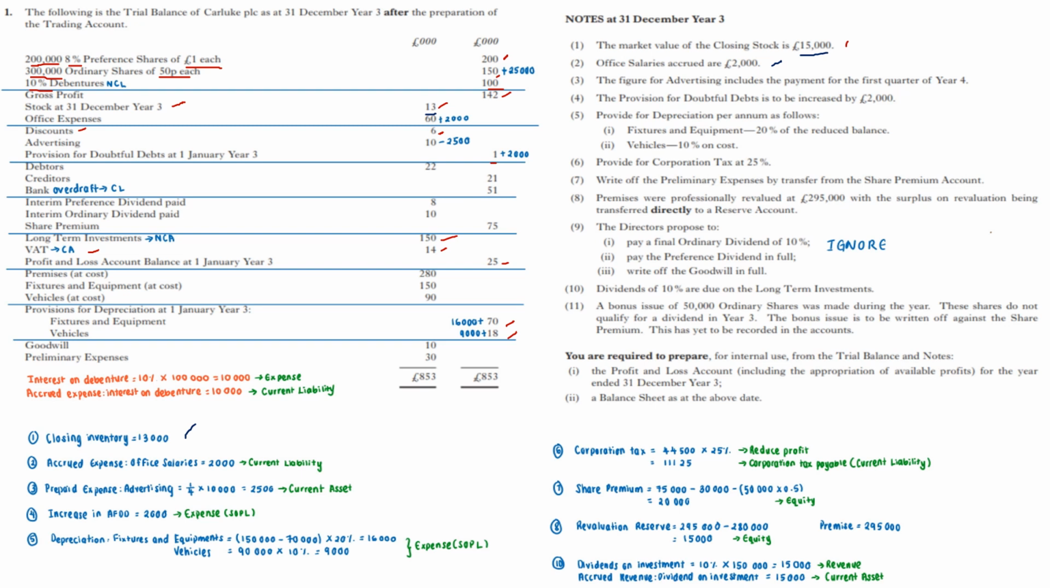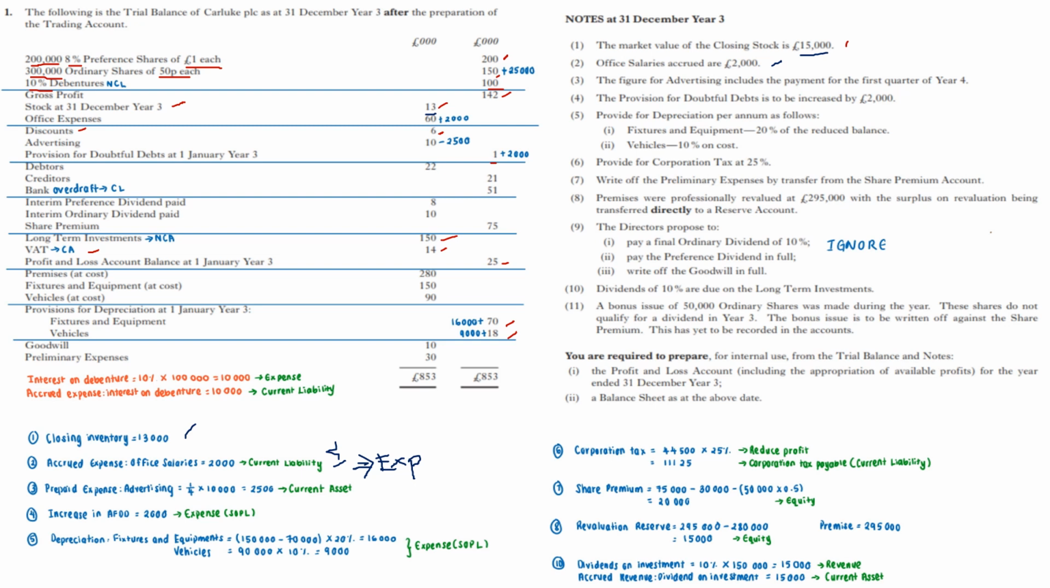So therefore, the office salaries is considered as your accrued expense that will be recorded in your SOFP as your current liability. And at the same time, the office salary will also be recorded as your expenses in P&L. So you need to record it in your income statement or statement of profit or loss, and also in your balance sheet or your SOFP as your current liability. So both. There's 2 treatments there for this office salaries.